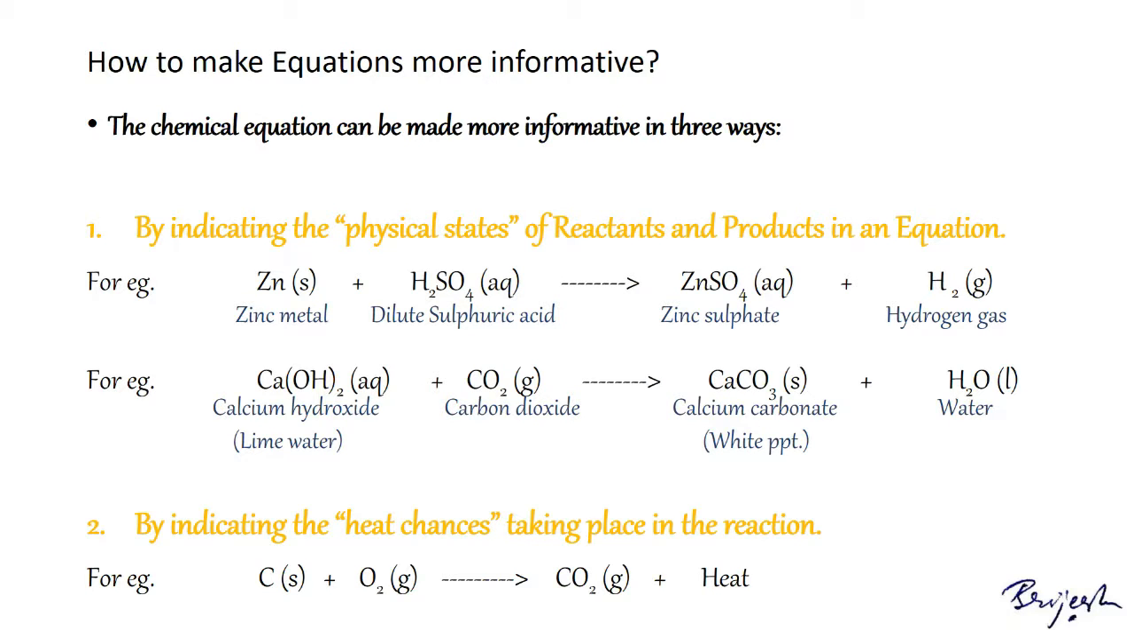For example, when carbon burns in oxygen to form carbon dioxide, a lot of heat is produced in this reaction. So carbon plus oxygen gives carbon dioxide plus heat. The burning of carbon in oxygen is an exothermic reaction because heat is evolved in this reaction. An exothermic reaction is indicated by writing plus heat or plus heat energy or just plus energy on the product side.